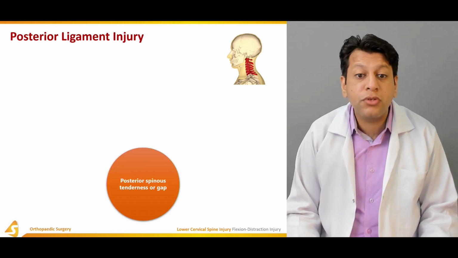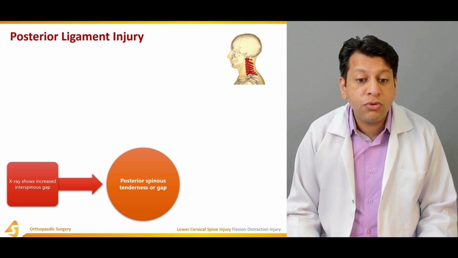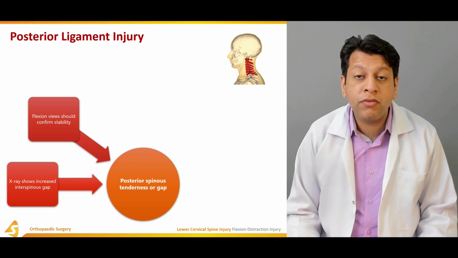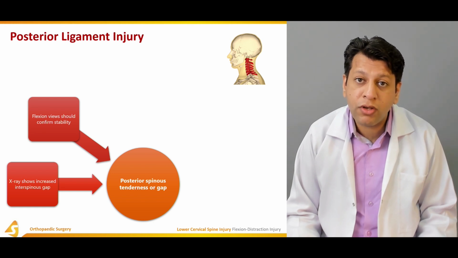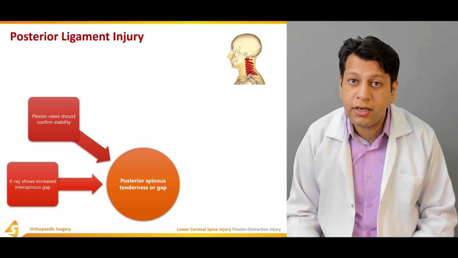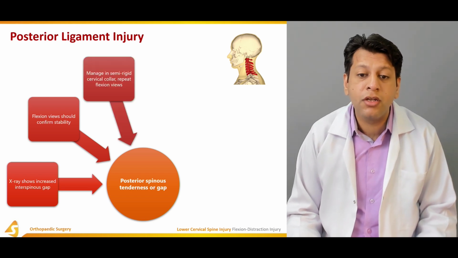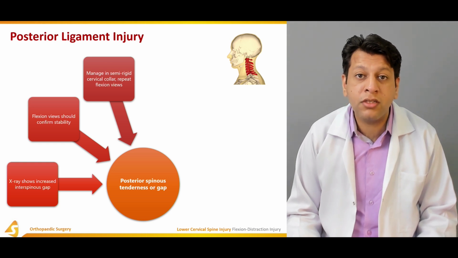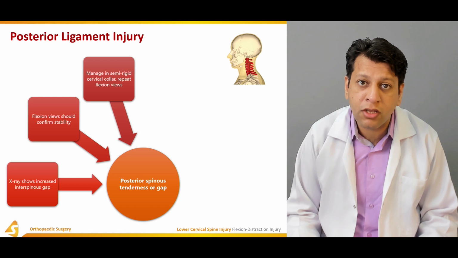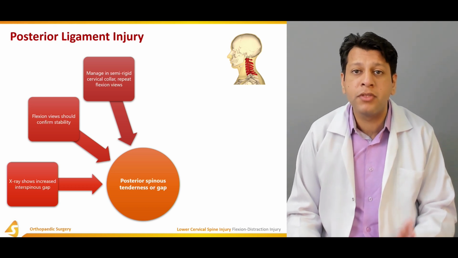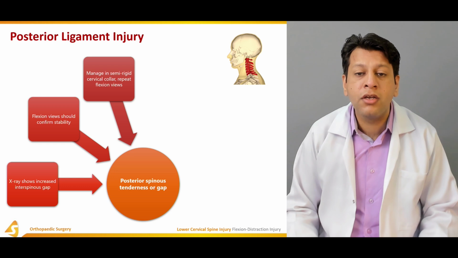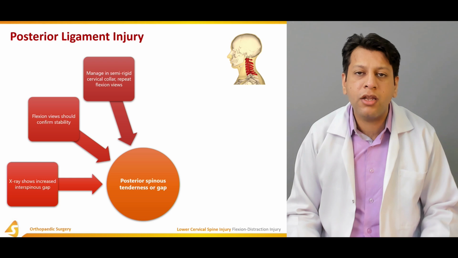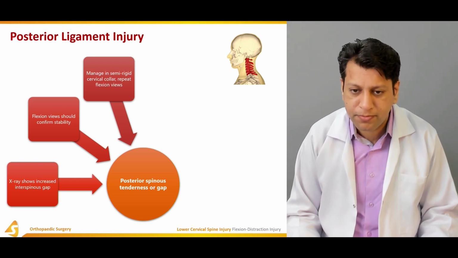So when we are dealing with posterior ligamentous injury, the X-rays usually show an increased interspinous gap. Flexion views should confirm stability. On the flexion view, only if the patient is neurologically intact can we go for these views. If the flexion views show stability, there is no further opening of the interspinous ligament and no translation of the vertebra, then we can go for cervical spine immobilization with conservative measures, that is a semi-rigid collar and repeat flexion views at 6 to 12 weeks.